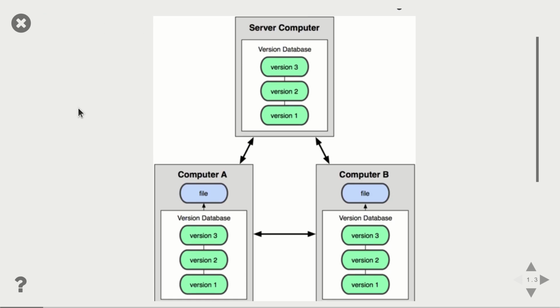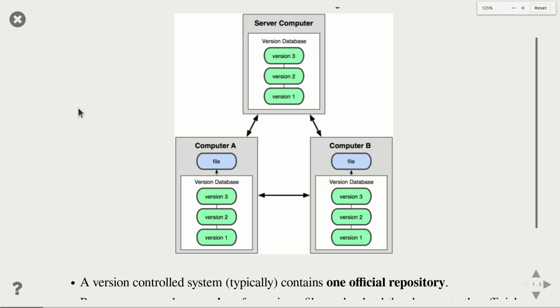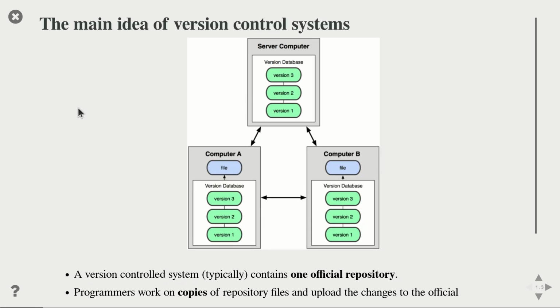Typically you have one main server that stores all the documents that you're trying to track. This server has a version database with all the different versions of that document. Right? So version 1, 2, and 3. And typically that server sits somewhere in the cloud. For instance, in our case, it will be github.uio.no.